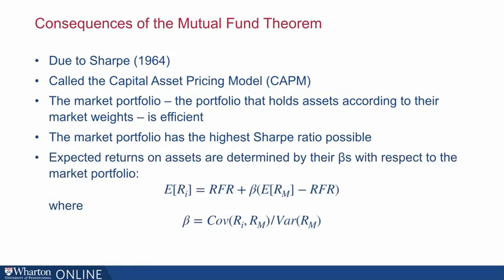Finally, and not so obviously, but this would be taught in a finance class, expected returns on assets are determined by their betas with respect to the market portfolio. And they're determined by the following equation, which is called the security market line. The expected return on any asset is equal to the risk-free rate plus the beta times the difference between the expected return on the market portfolio and the risk-free rate. Now, what's the beta? The beta is the covariance of the asset with the market divided by the variance of the market. So where we are going with this is we're going to use these concepts to describe how crypto might function as part of an optimal portfolio.